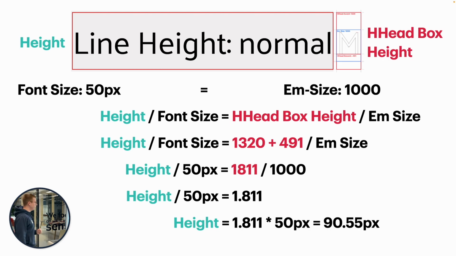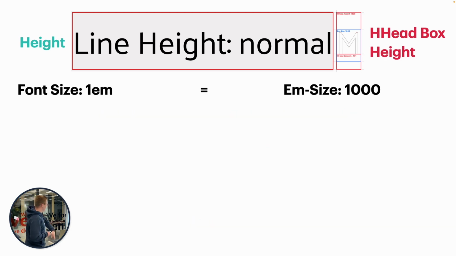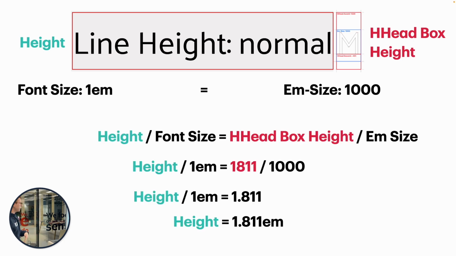The little downside here is that it's a fixed pixel value. So as soon as we change the font size, we need to do this math over again. But we can do a little trick. We can just swap out the font size for 1 EM to just have it relative to whatever font size is set for this element. We do the same formula, the same math, except now we arrive at 1.811 EM. So now this value is relative to whatever font size we set for the current element. And this tells us that the height of the text will always be 1.811 times the font size. Crazy, I know. Yeah, so that's the basic math.